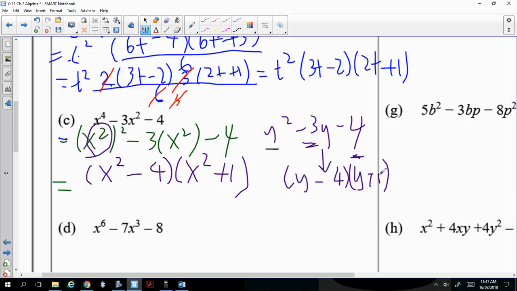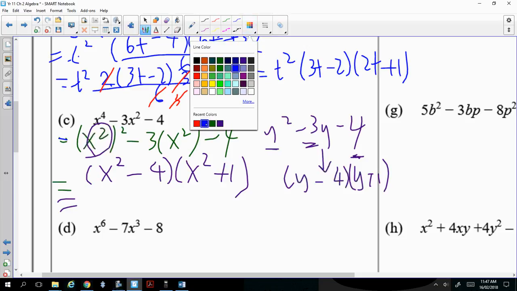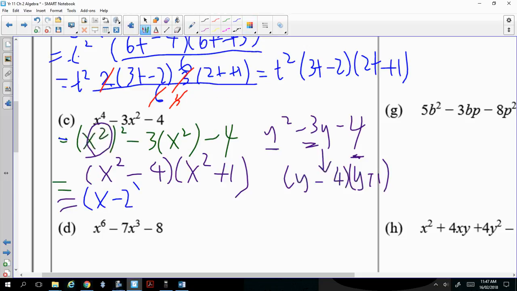Of course, yes. What do we do next, Dad? What should we do? Yes, well spotted. Every time you see a difference of two squares, you need to break it into two parts. Okay, that's good. Any questions? Good. How about the next one?